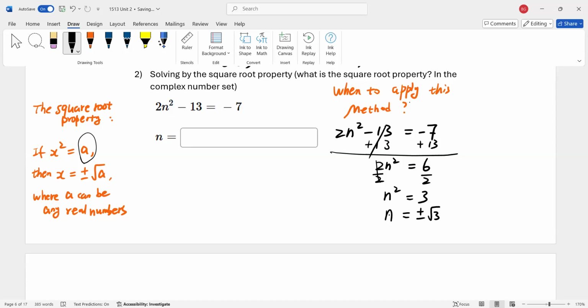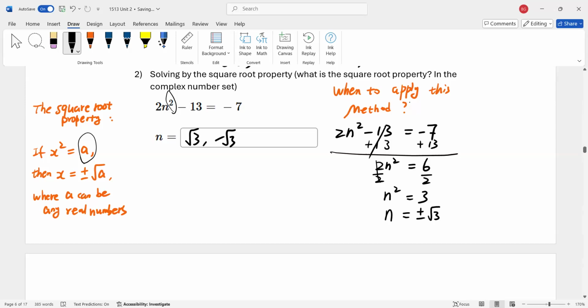Done. As a quadratic equation, it only has two solutions. We found the two solutions. The two solutions are root 3 and negative root 3. Those two solutions are irrational. They are not rational, so the factoring method doesn't work, right? But the square root property method works perfectly.